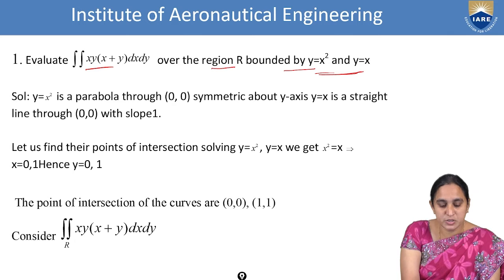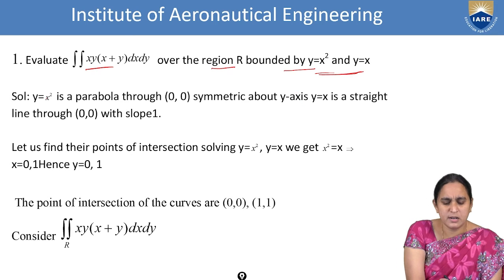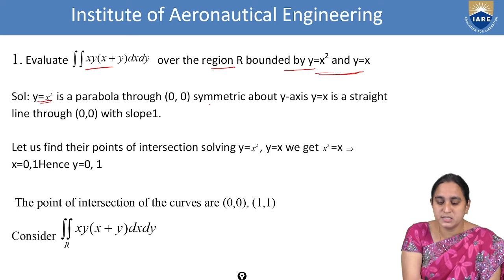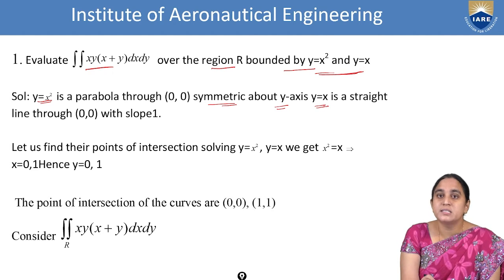Here, once you observe, y is equal to x square is a parabola through 0, 0, symmetric about the y-axis. Already we know that y is equal to x square is generally symmetric about the y-axis. And what about y is equal to x? That is a straight line equation, in the form of y is equal to mx plus c, but c is 0. That means y is equal to x is passing through the origin.